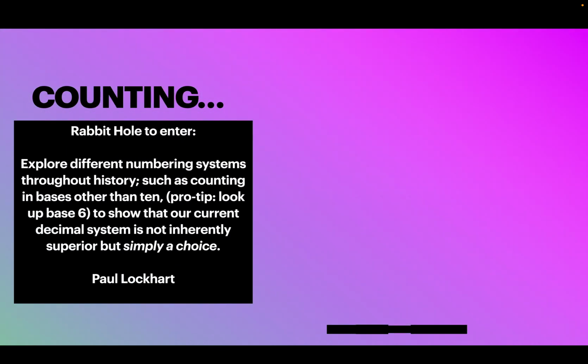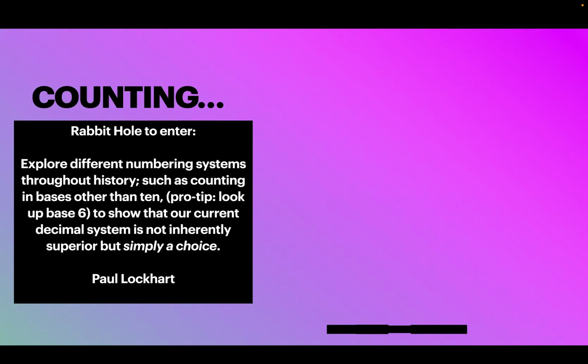Counting is an interesting thing. Channeling my inner Paul Lockhart and entering a rabbit hole, there are many different numbering systems that have been used throughout history and throughout different cultures and countries. For example, while we use 10-finger base counting quite often and have base 10 blocks, tens, hundreds, thousands, 10,000s, that's not the only way. If you want a pro tip of a rabbit hole to enter, look up base 6. And you can explore some of these other ones to see that our current decimal system is not inherently superior, but it is simply a choice.